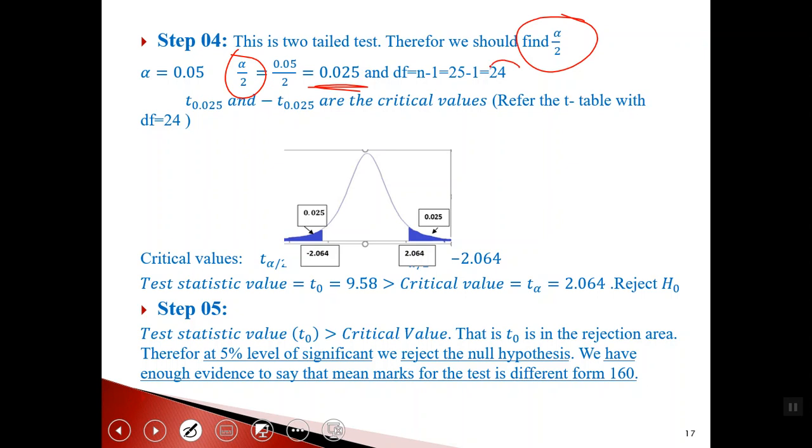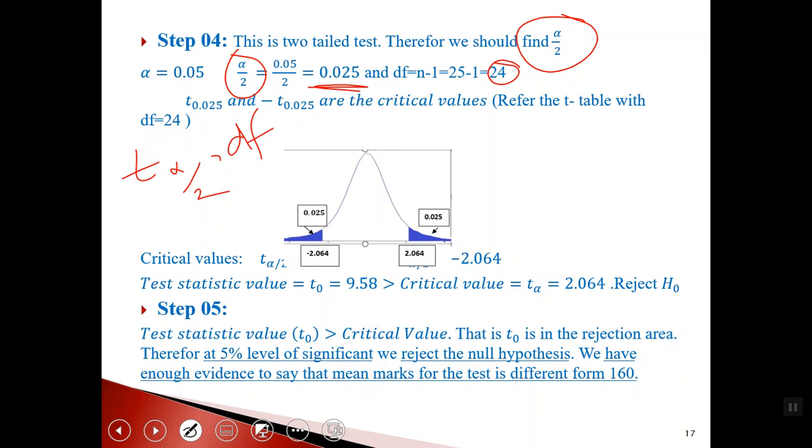You know what is degree of freedom? It is 24. So you have to find t alpha over 2 using your t table, and also you will need the degree of freedom. So go to the t table, first find the degree of freedom 24, and then locate the column alpha over 2. Alpha is 0.05, so alpha over 2 is 0.025.